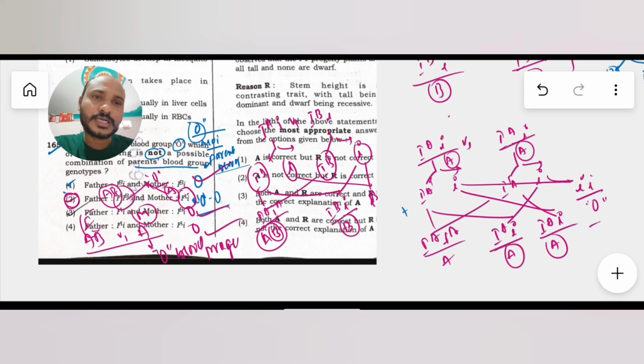So then the right answer is the second one. So 165, right answer is the second one.